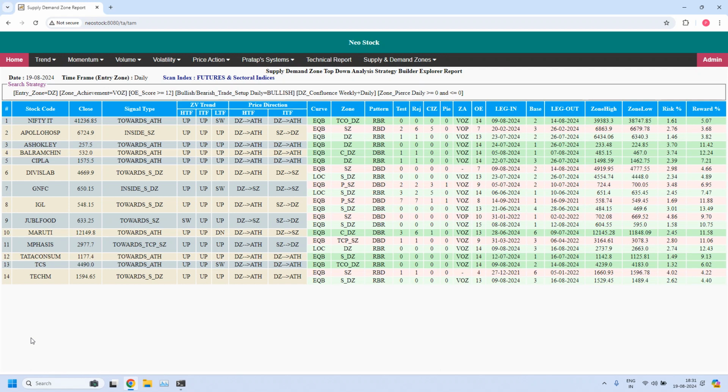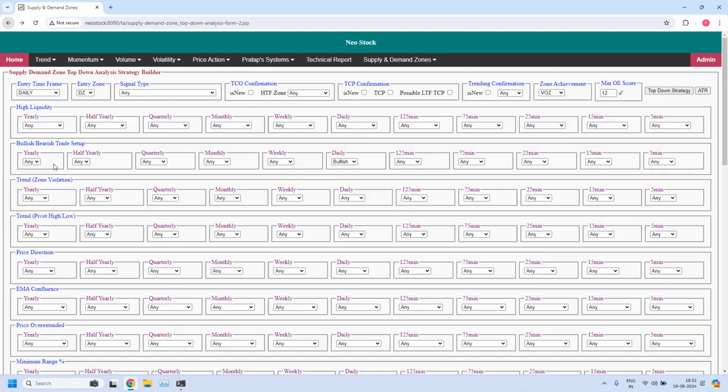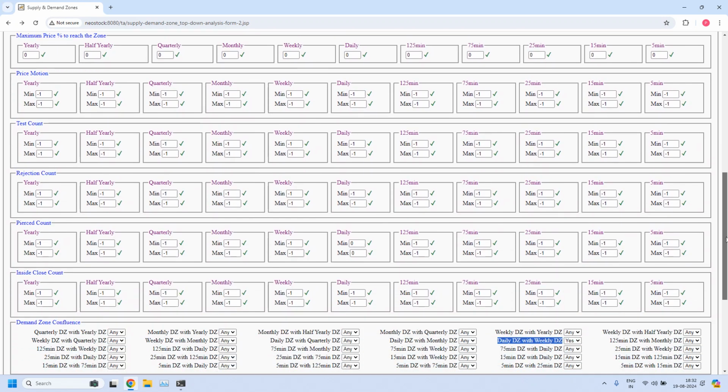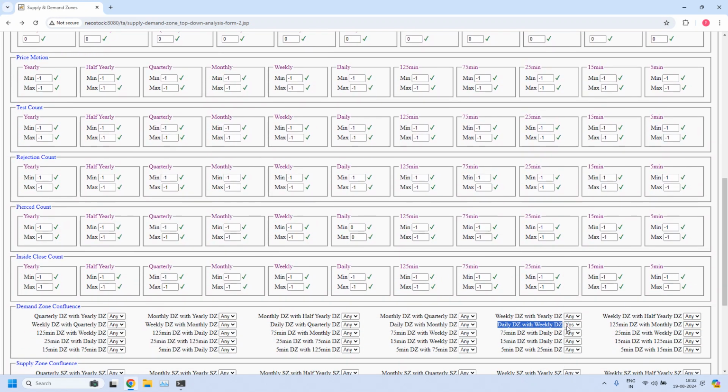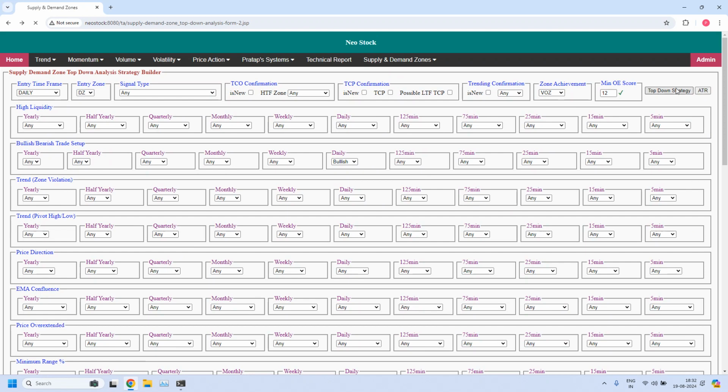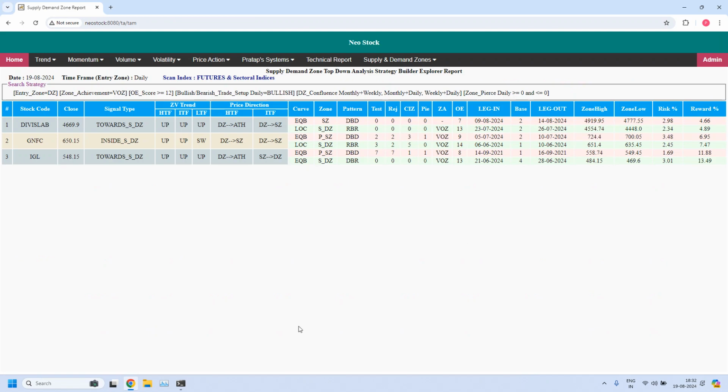Now among these 14, again, how many have confluence with the HTF zone? That also we want to know. So daily and weekly are already enabled. Now the daily and monthly demand zone filter is enabled, and also the weekly demand zone and monthly demand zone filter is enabled. That means we enabled daily, weekly and monthly confluence. So 3 stocks are filtered.